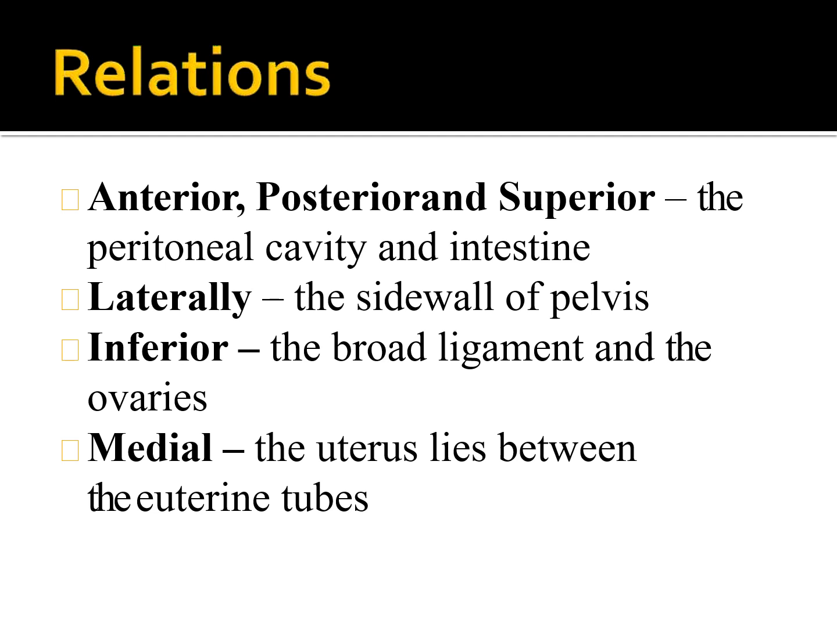The structures related to the fallopian tube include, anteriorly, posteriorly and superiorly, the peritoneal cavity and the intestine. All these areas are covered by the peritoneal cavity and the intestine. Laterally, the side walls of the pelvis are there. Inferior to that, the broad ligament and ovaries are there. In the middle, the uterus is there, between the two fallopian tubes.